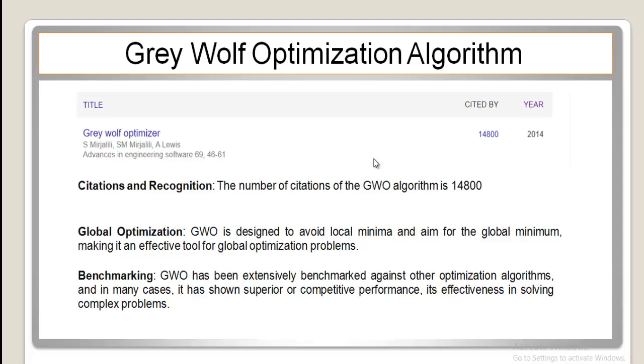Moving on to its application in global optimization, the gray wolf optimization stands out with its strategic design that avoids getting stuck in local optima and finds the global optimal solution. These characteristics make the gray wolf optimization an excellent tool for solving a wide range of global optimization problems while finding the best solution.